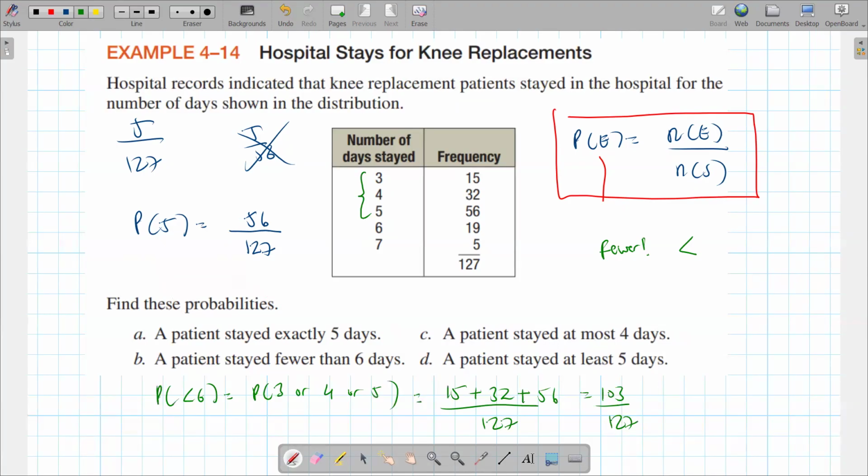Part C, a patient stayed at most 4. Remember, at most means it's the same thing as fewer, but inclusive. So the number itself is also included. Less than 6, 6 is not included. At most 4, 4 and lower are included. So what'll that be here? 4 or lower, right? So it's going to be either 3 or 4.